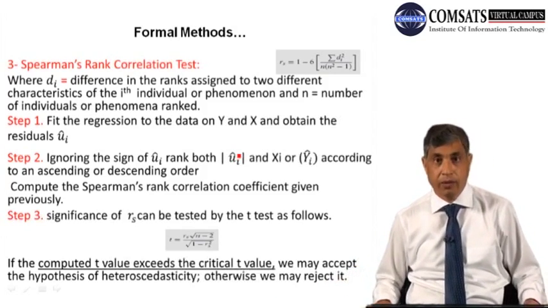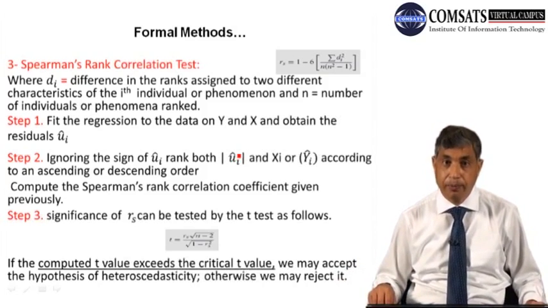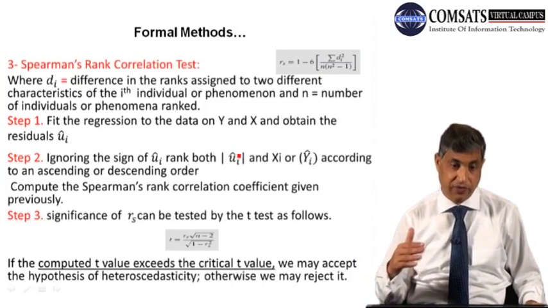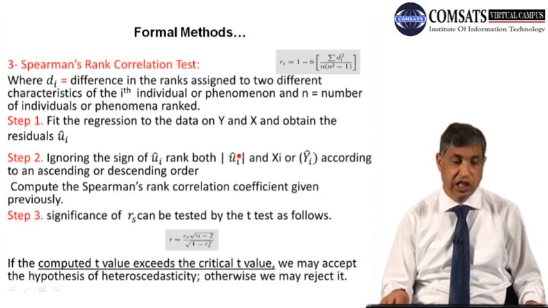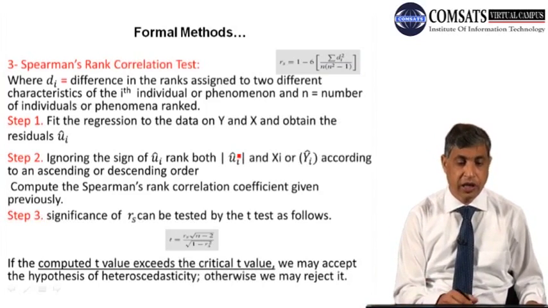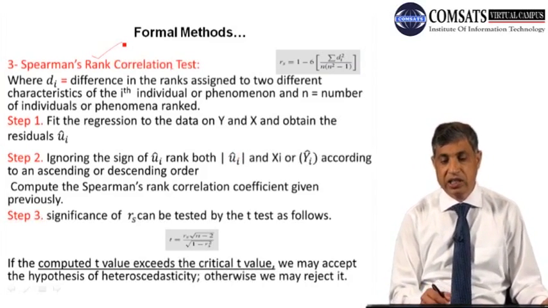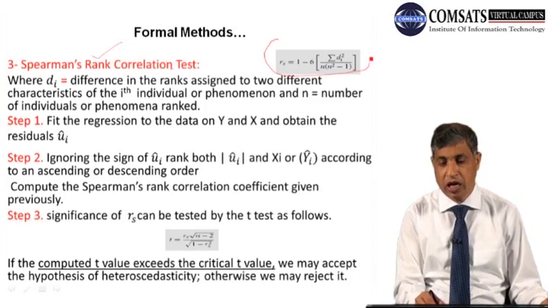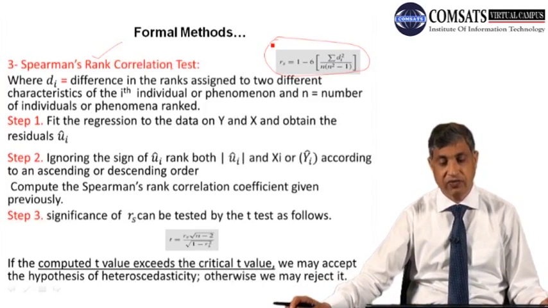So starting from the formal methods, if you remember, we just studied 2 methods, the Park test and the Glejser method. The most interesting method of detecting heteroscedasticity is Spearman's rank correlation. I assume that you have learned this term before, Spearman's rank correlation, and it seems very plausible to write this formula immediately, because we will be concentrating on this and I will be explaining what it is.